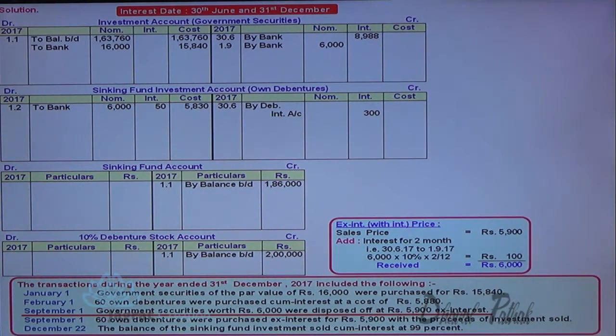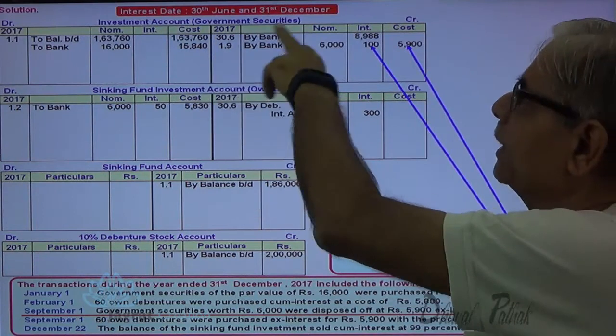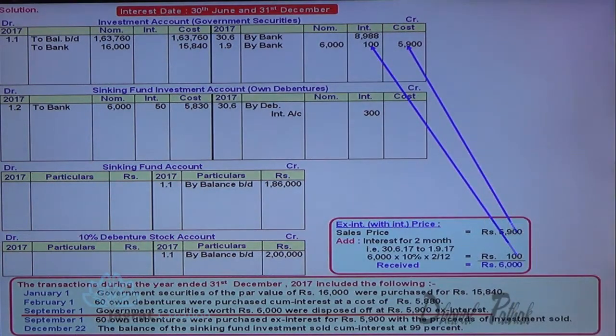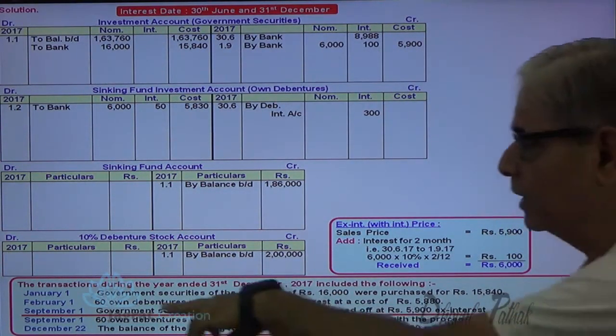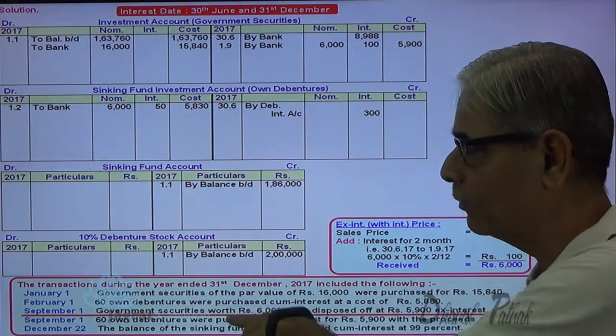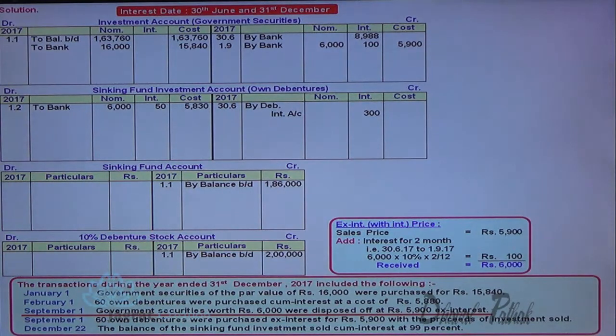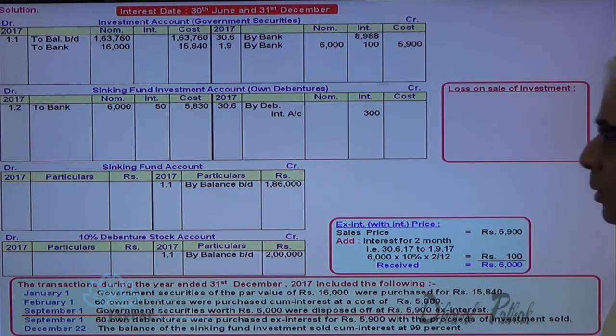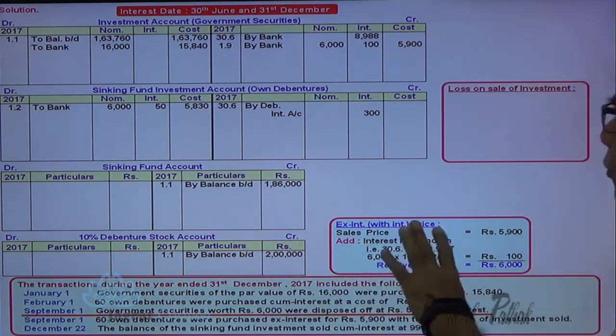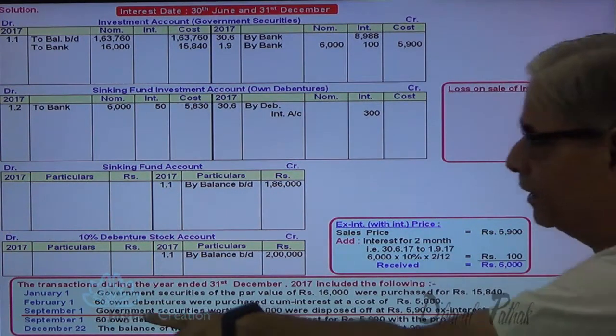Notice it, that's an important point. So bank account debit 6,000, to interest on investment account, sinking fund investment account credit 100, to investment in government securities account credit 5,900. Now this is a transaction recorded on 1st of September. Now the next transaction is also on 1st of September.